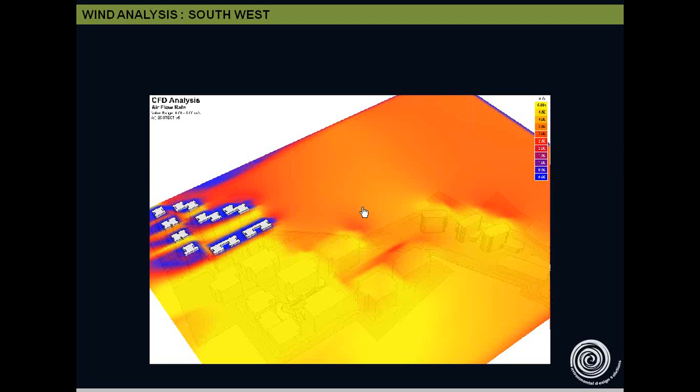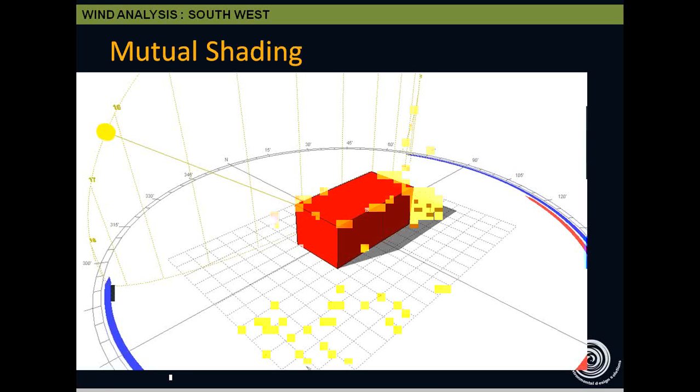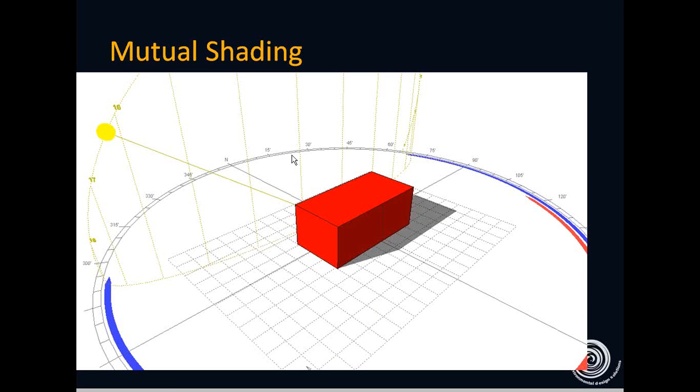Then once you are through with the site level, the next step is building level. There you can do orientation, mutual shading, wind analysis at the building level, and daylight analysis. Just to give you an example, in this slide, if I design my building in isolation, so this is my building, and if I have to give inputs to the architect, I will say that okay, this facade is getting direct sun hitting on it.